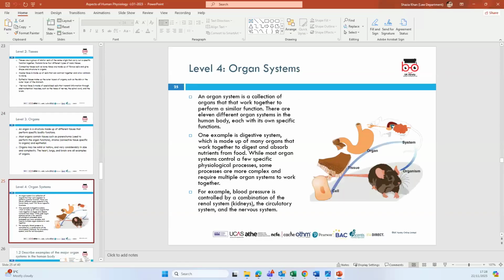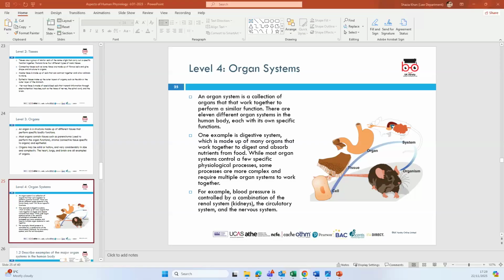So the organ system, what is it? That's level 4. Level 4 is the organ system, a group of organs, a collection that work together. Typically, there are 11 organ systems in the human body, including the digestive, circulatory, respiratory, and nervous systems. And they cooperate and work together to maintain bodily functions.